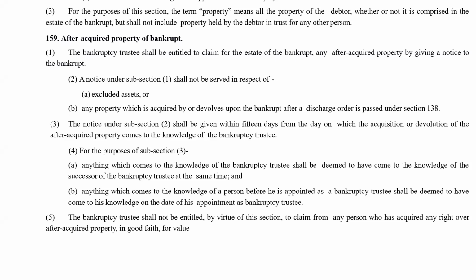So, what is to be excluded? Excluded assets and any property which is acquired by or devolves upon the bankrupt after a discharge order is passed. Now the notice. The notice shall be given within 15 days on which the acquisition or devolution of the after-acquired property comes to the knowledge of the bankruptcy trustee. Now, what happens if he is not able to give the notice within 15 days? Then in that case, he has to take the permission of the adjudicating authority.